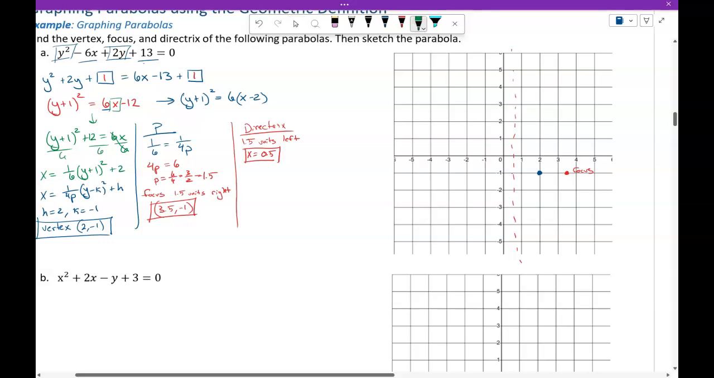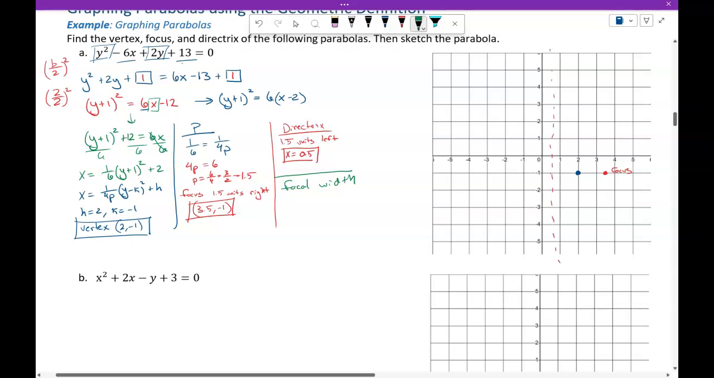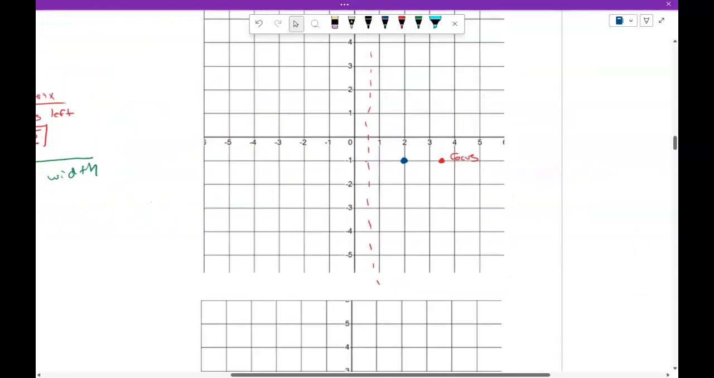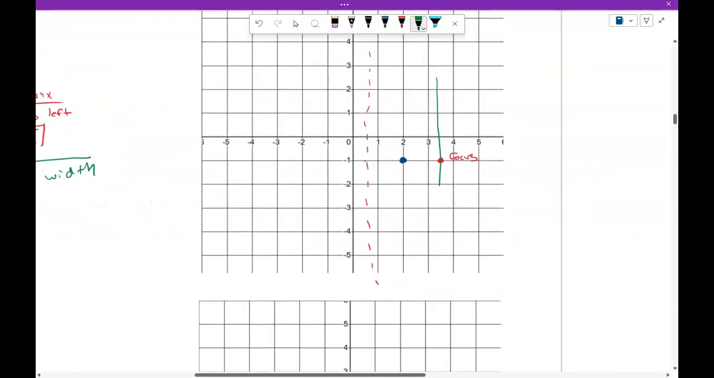Last thing we're going to do is use our focal width in order to finish our graph. Well, remember the focal width is the denominator of our leading coefficient. So our focal width is 6, which means that a line that's running through the focus has to be 6 units long to intercept our parabola.